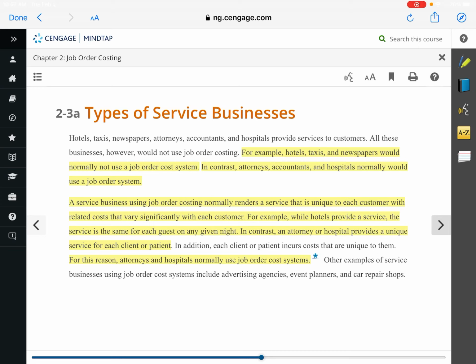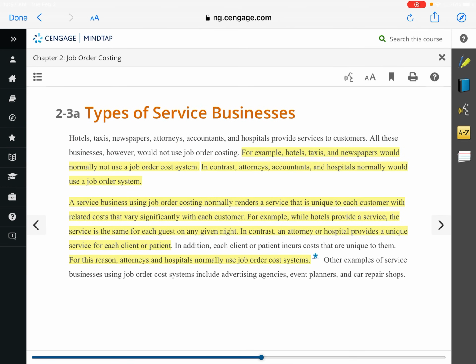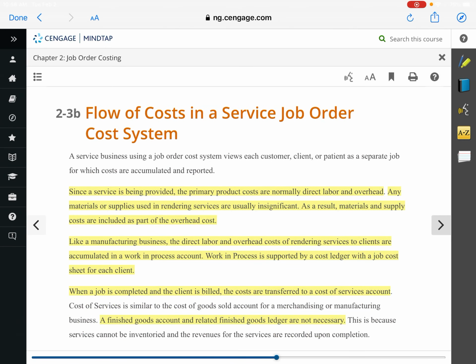With a newspaper, with a hotel, with a taxi, you're doing the same thing for every customer. You're providing them a newspaper, you're driving them from point A to point B, you're providing a room for them to stay in. So, you know, the process is the same for each of those businesses per customer. So it wouldn't make sense to split it out by job. All right. And then it tells us while hotels provide a service, the service is the same for each guest on any given night. In contrast, an attorney or hospital provides a unique service for each client or patient. Okay? So how do we do that in a service job order cost system?